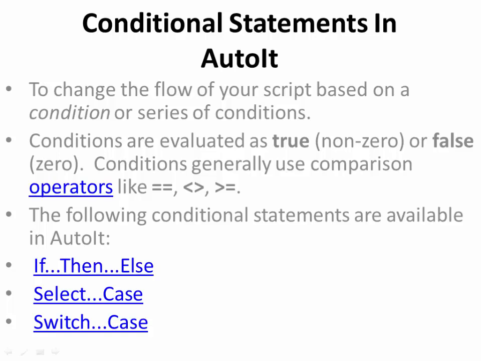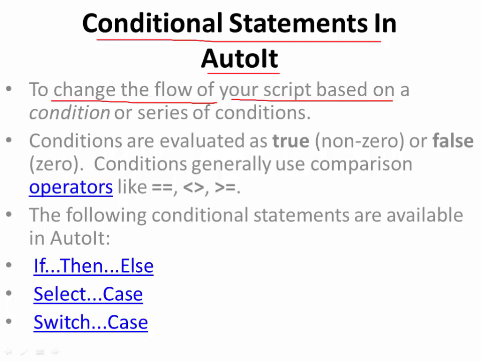Hello everybody. Today we are going to discuss conditional statements in AutoIt. So what is a conditional statement? A conditional statement changes the flow of our script based on a condition. If a condition becomes true, it will execute one statement, and if the condition is false, it will execute another statement. So it all depends on the condition.